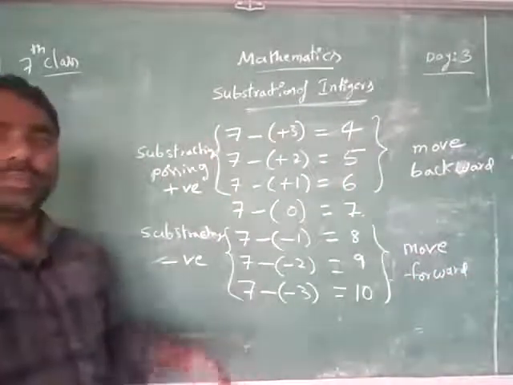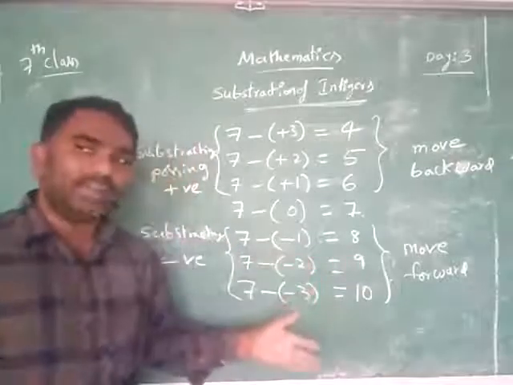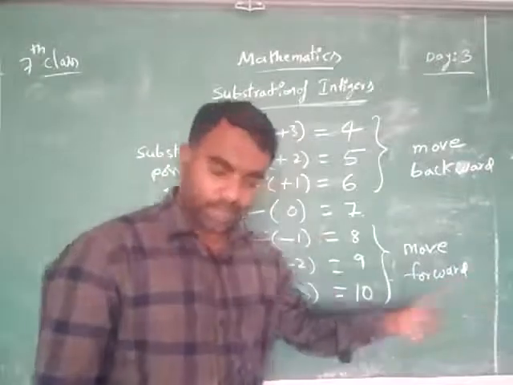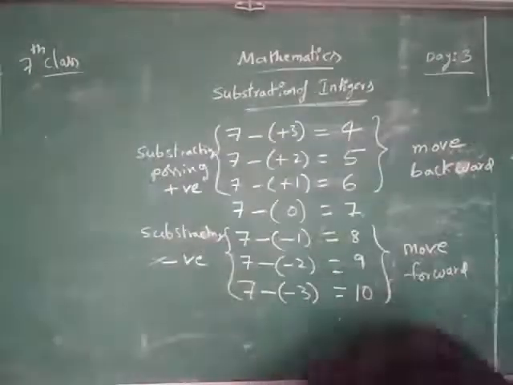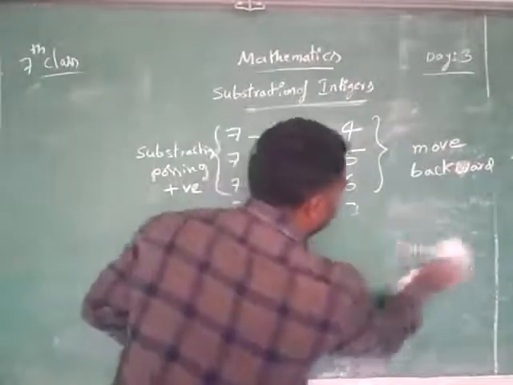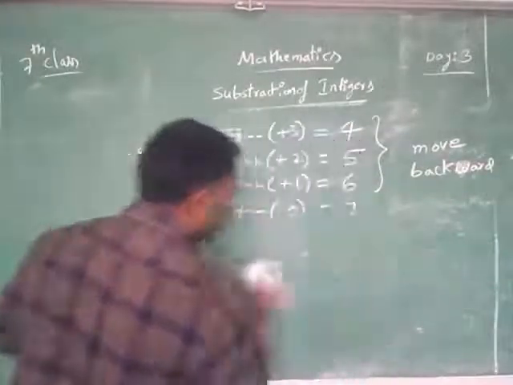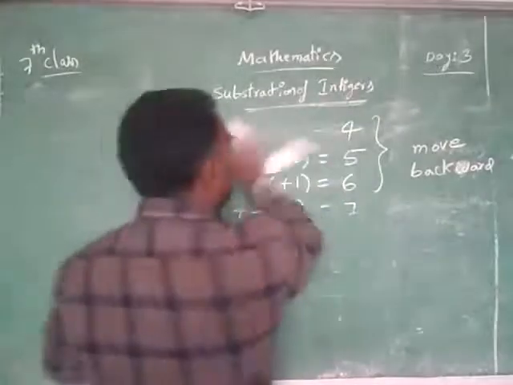If you want to get the small answer, we need to move backward. When we are getting the big answer, we need to move forward. So this is the sequence we can understand here, and by using the sequence, we will write the two sentences. By using the two sentences, we can do the subtractions by the number line very easily.